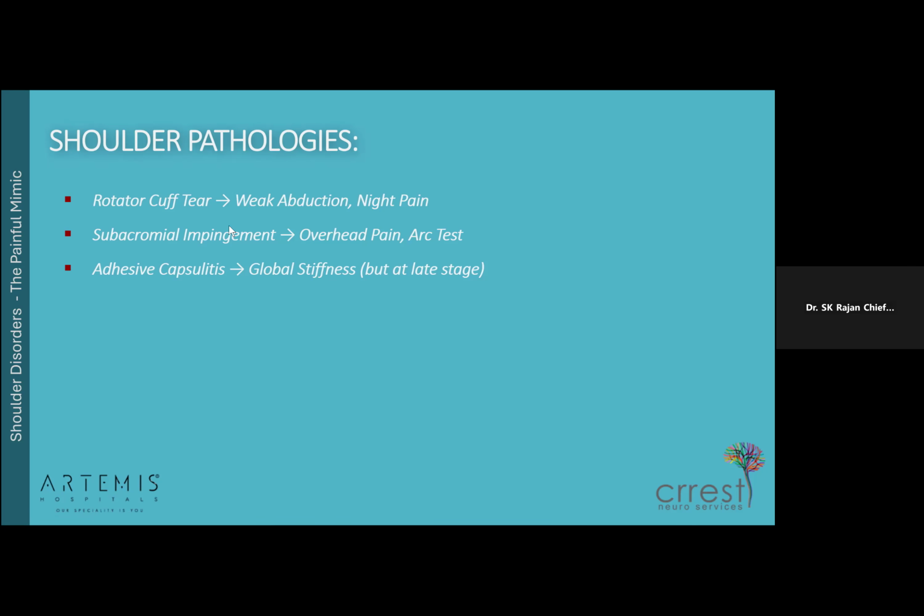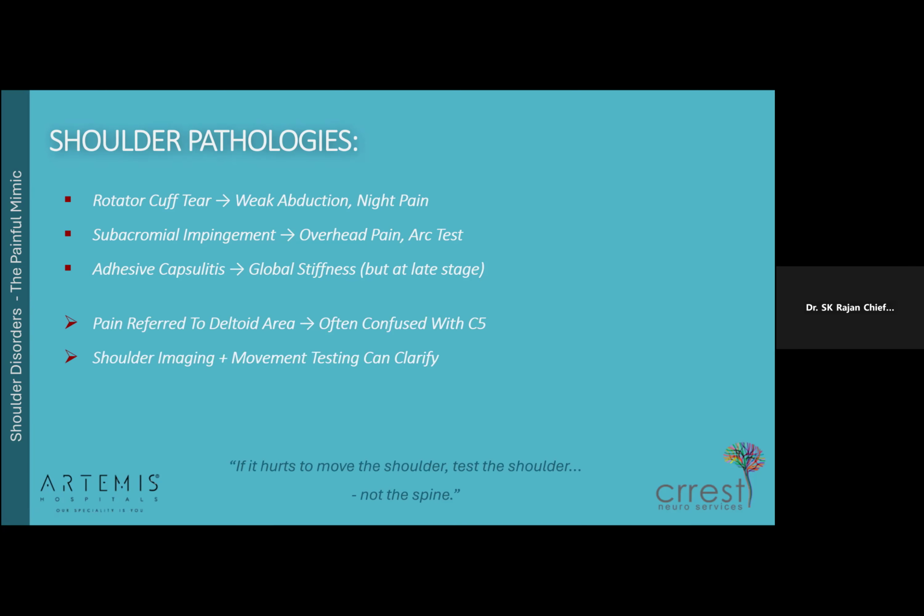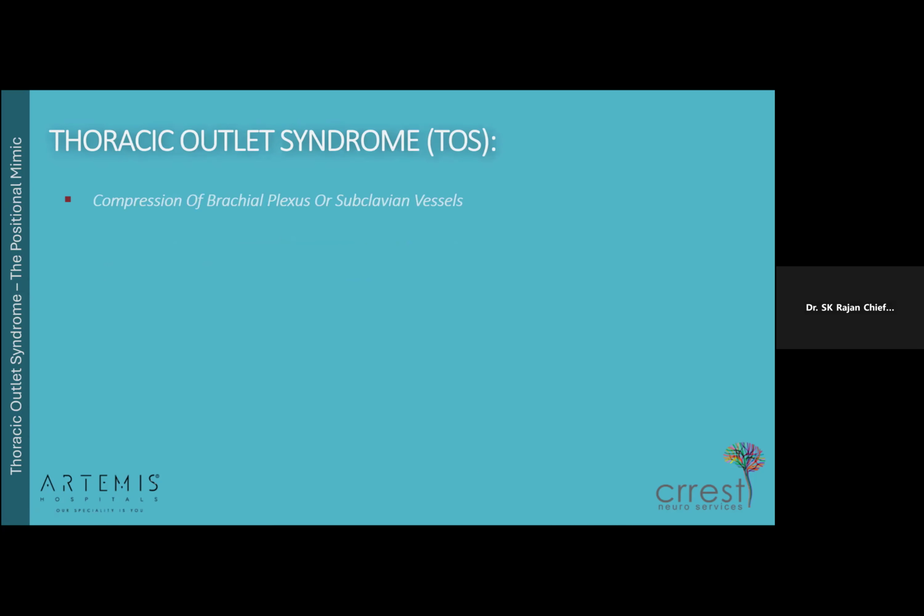You could have a weakness of abduction in a rotator cuff tear with night pains, or overhead pain with subacromial impingement, or you could have a global stiffness in a patient who's got a stiff shoulder. But this stiffness actually comes at a later stage. So in the early stages, you will not immediately think about frozen shoulder. So it is extremely important to assess the joint thoroughly. If the pain is mechanically linked, in these cases you have to think in terms of the shoulder, right? So let's go to the next possible masquerader.